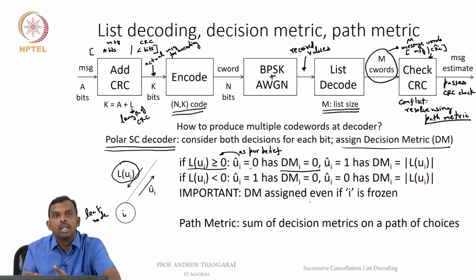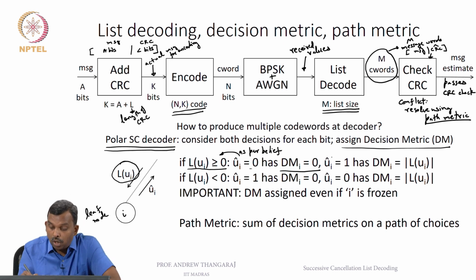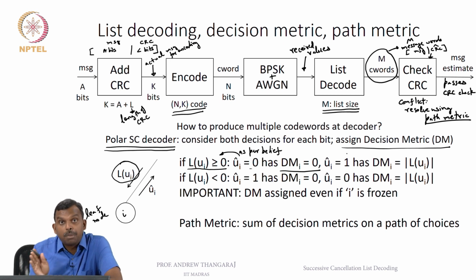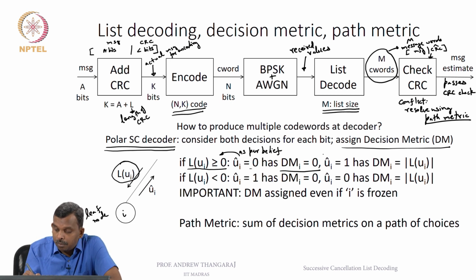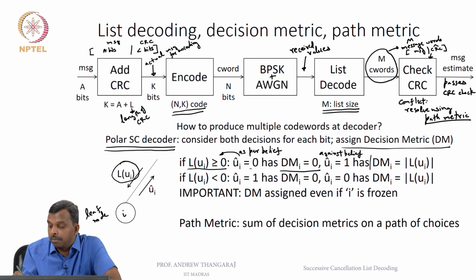So, there is no penalty or there is no metric. Metric is also like a penalty, you can think of it. Okay. So, on the other hand, if L of ui is greater than or equal to 0 and you decide ui cap is 1, okay, this is like the other path, the divergent path sort of. Okay. So, this is against belief, and whenever you go against belief, you put a penalty.